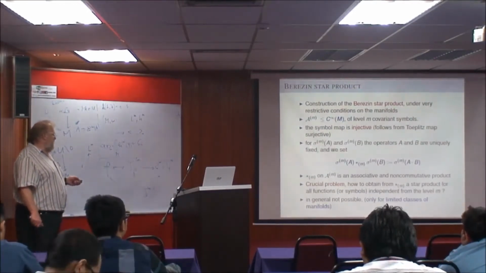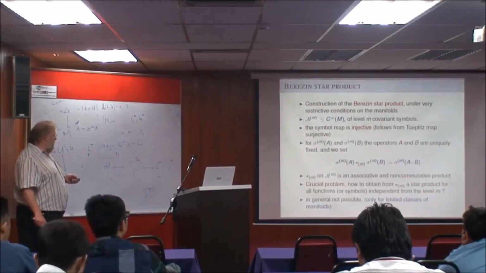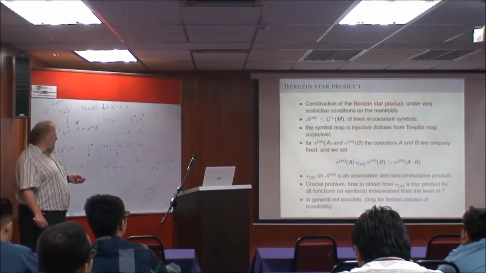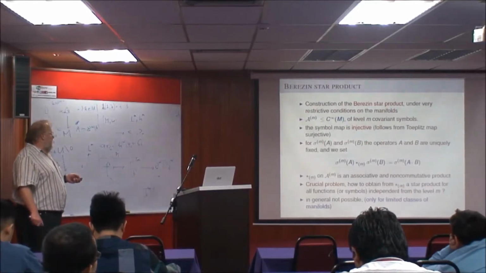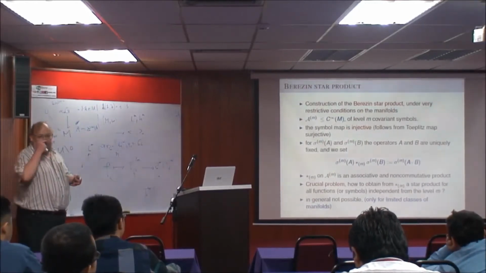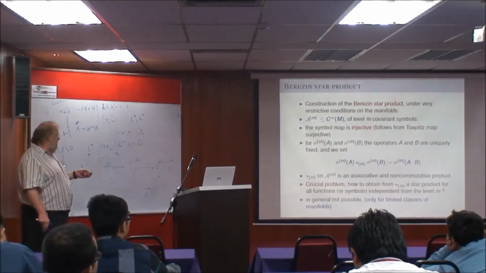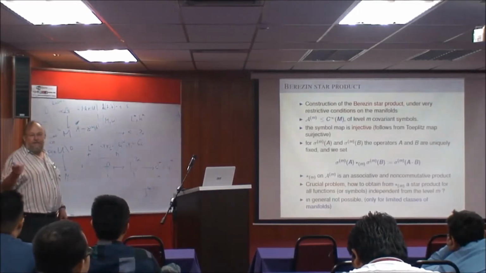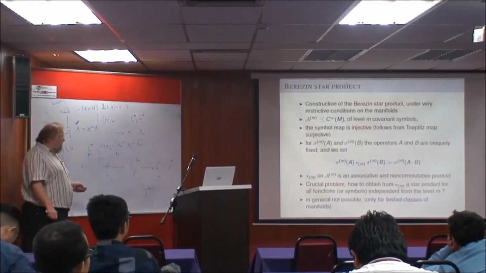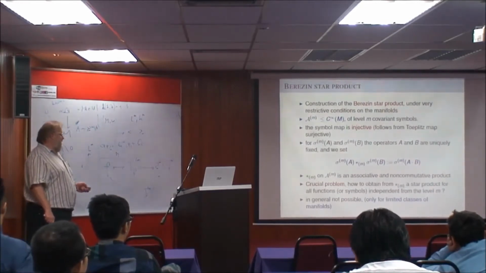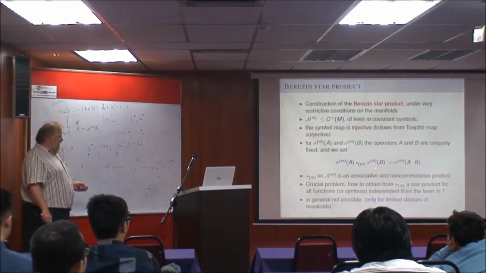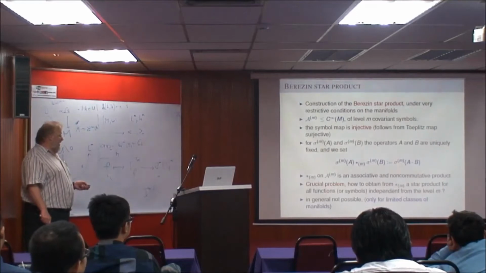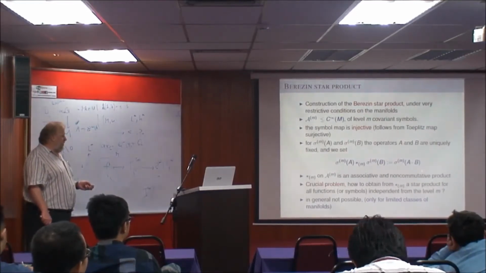So now this has the following consequence. If I take two symbols, meaning sigma M of A and sigma M of B, meaning that they both appear from this symbol map, then injectivity means that A and B are uniquely fixed by it. So we have only one A and one B for these two different functions. Now we define the star product of level M of these two functions, which are symbols, to be just the symbol of the product of these two operators.